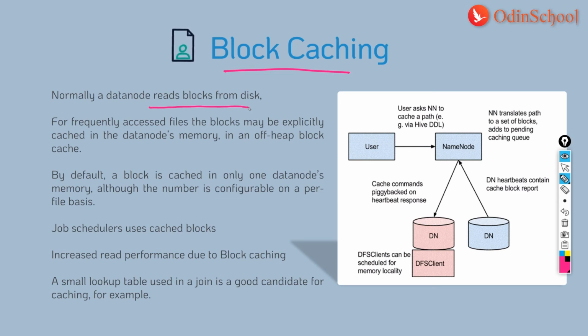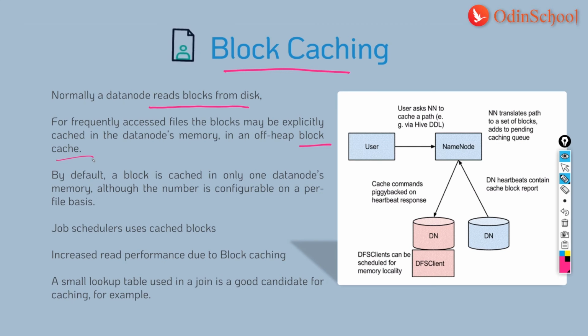But for frequently accessed files, the blocks may be explicitly cached in data nodes in memory, which is again an off-heap kind of block cache. So by default, a block is cached in only one data node's memory, although the number is something you can configure on a per file basis.